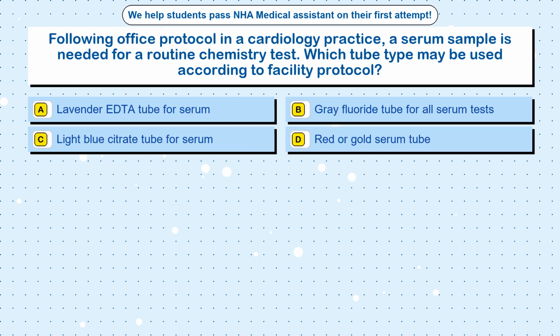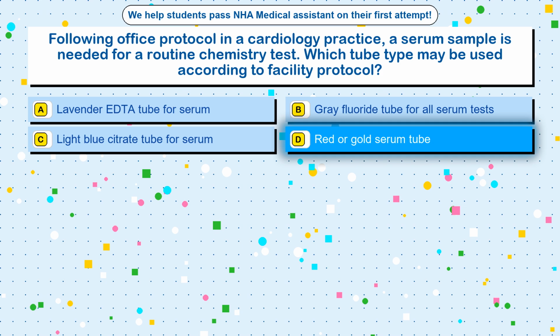Question 18. Following office protocol in a cardiology practice, a serum sample is needed for a routine chemistry test. Which tube type may be used according to facility protocol? Option A, lavender EDTA tube for serum. Option B, gray fluoride tube for all serum tests. Option C, light blue citrate tube for serum. Option D, a red or gold serum tube. The correct answer is option D, red or gold serum tube.